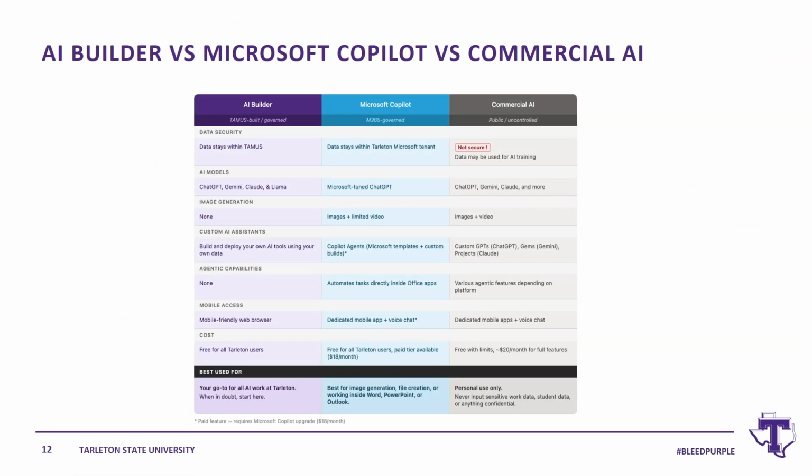AI Builder is paid for and managed by the Texas A&M University system and is available to all system universities. We also have access to Microsoft Copilot, which is included with Tarleton's Microsoft Enterprise license. Copilot offers the same enterprise data protection as AI Builder, but its models are more limited. AI Builder is the best go-to AI tool for your work needs. Copilot is good when needing to generate images, videos, or when working inside a Microsoft Office app. Commercial AI tools should be kept to personal needs.